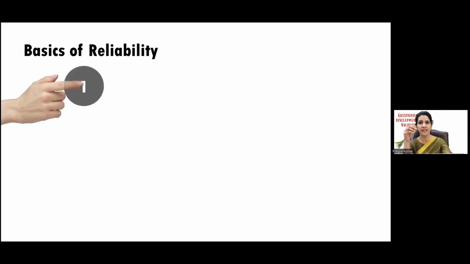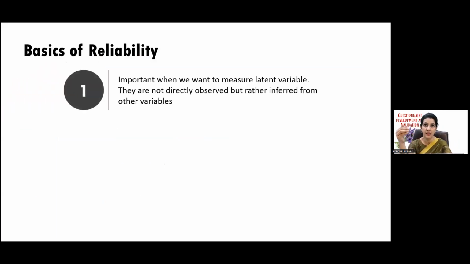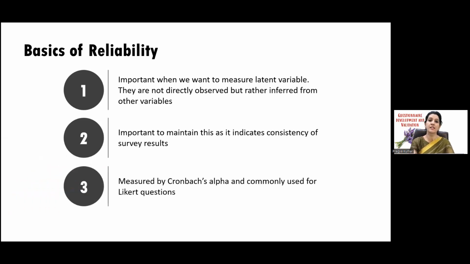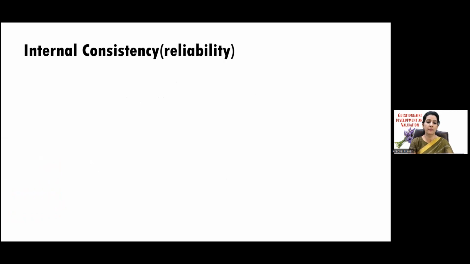Now some basics again of reliability. Reliability is very important when we want to measure a latent variable, because it is not directly observed but is inferred from other variables. That's how I said that Y, the latent variable, is unobserved. It is important to maintain reliability because it indicates the consistency of the survey result, and it is measured by the Cronbach alpha, which is most commonly used for Likert type questions.